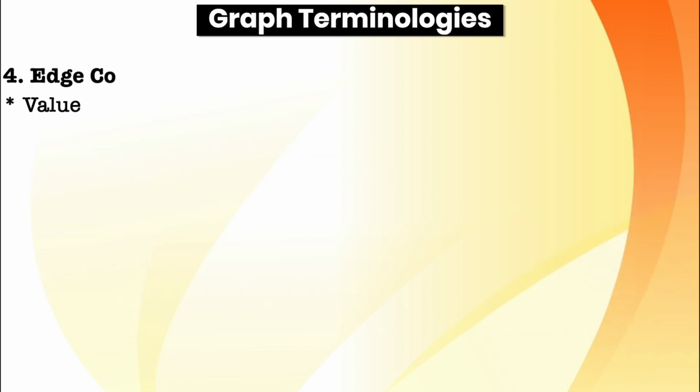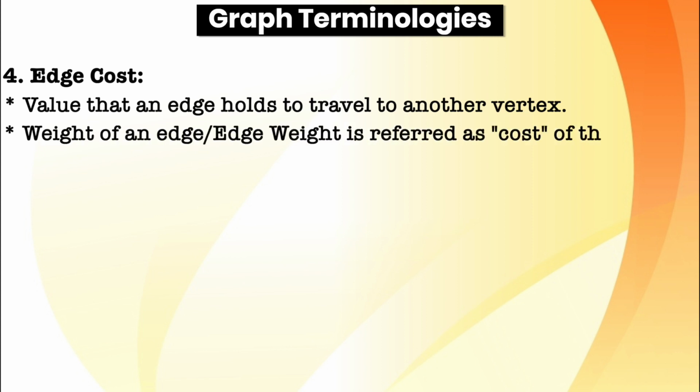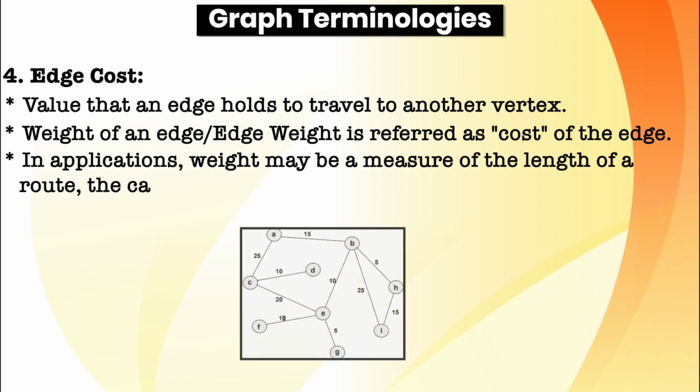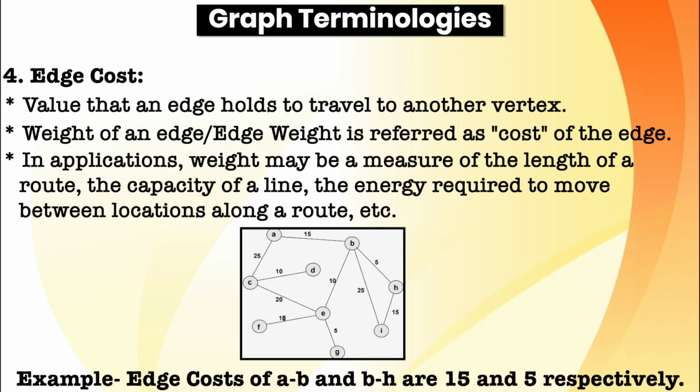Edge cost is the value that an edge holds to travel to another vertex. The weight of an edge, or edge weight, is also referred to as the cost of that edge. In many applications, weight may be a measure of the length of a route, the capacity of a line, the energy required to move between the locations along a route, etc. For example, edge costs of the A to B and B to H edges are 15 and 5 respectively.